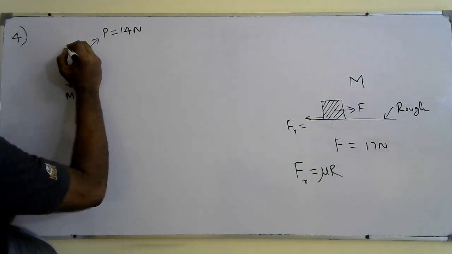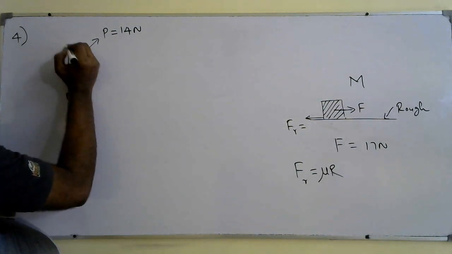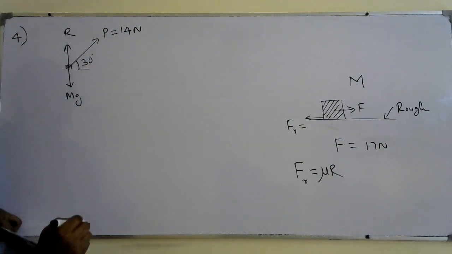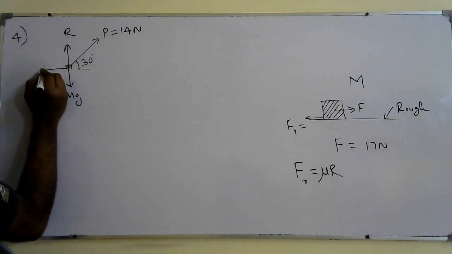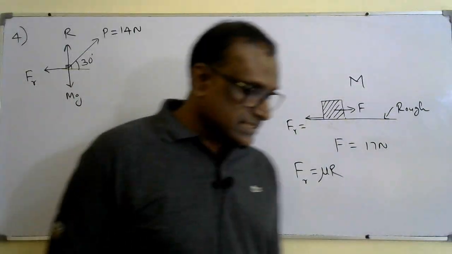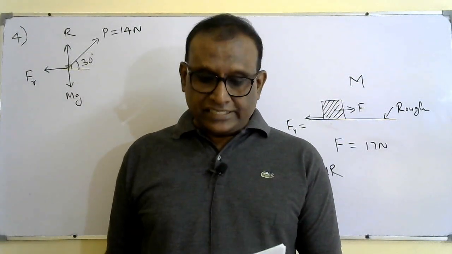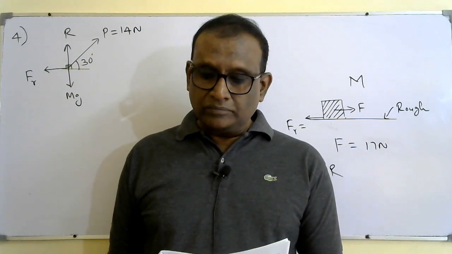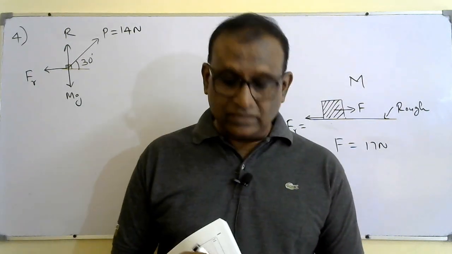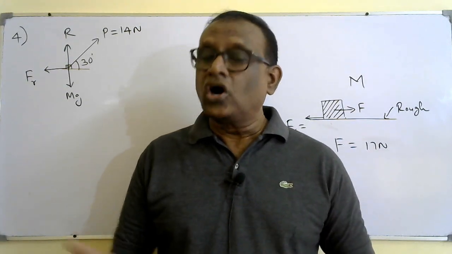There is friction acting, and there is a normal reaction R acting at the contact surface. But we don't know the friction. The question is, find the magnitude of the frictional force exerted on the block by the plane and describe what happens to the block. So they are not telling whether the block is moving or not.